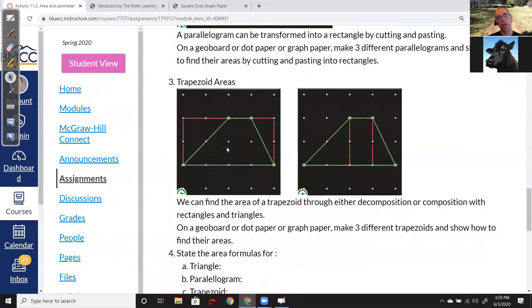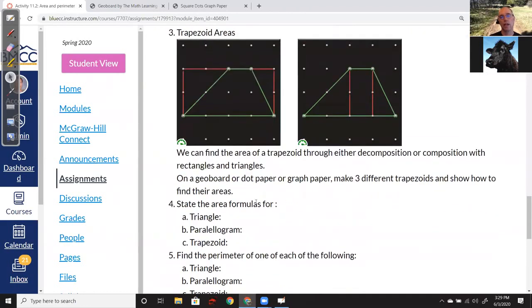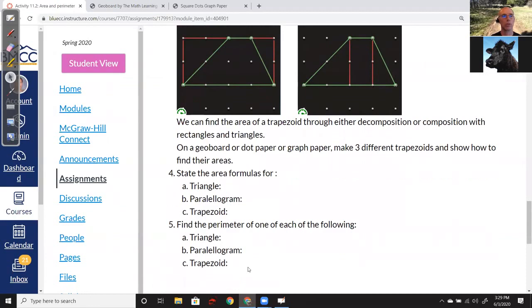Next one, we're going to do basically the same idea, but you're going to do that by making 3 trapezoids. So let's do 1 trapezoid together. And then at part 4 here, just tell me what's the general area for a triangle, general area for a parallelogram, general area for a trapezoid. And then we'll play with perimeter.